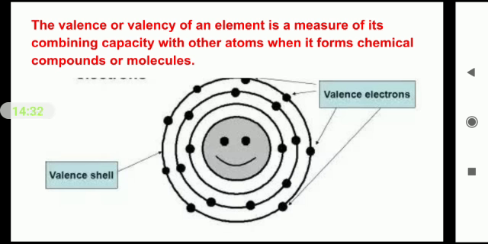The valency of an element is a measure of its combining capacity with other atoms when it forms chemical compounds or molecules. What do you mean by combining capacity? Some atoms like to donate or gain electrons, while other atoms share electrons to combine with another atom. This is known as combining capacity.